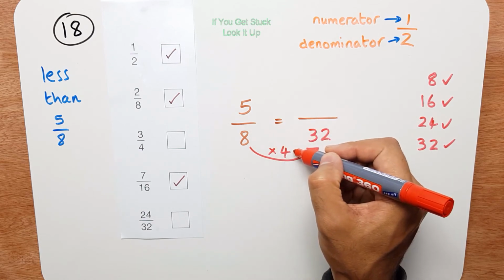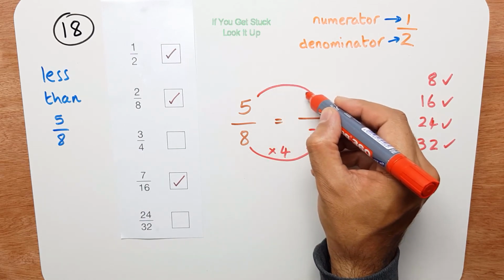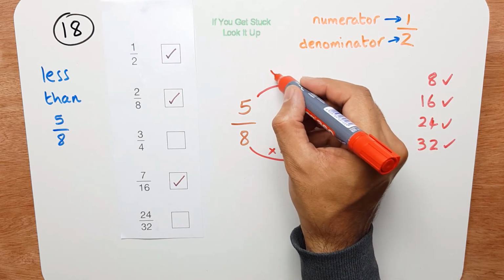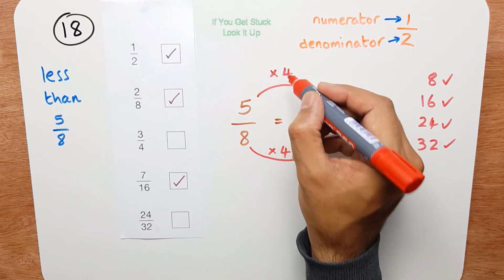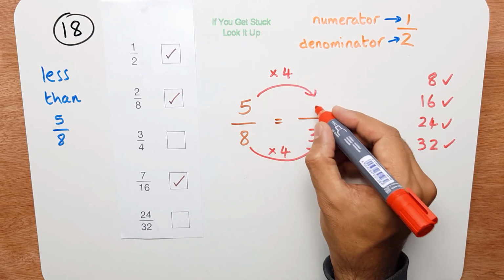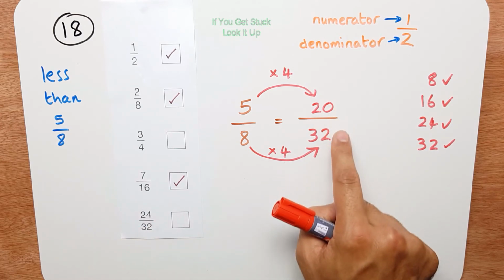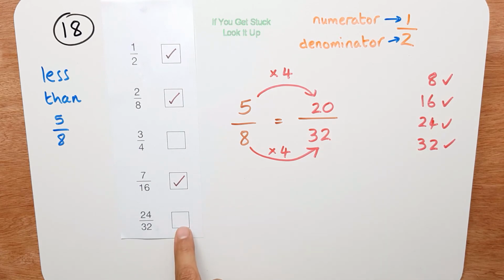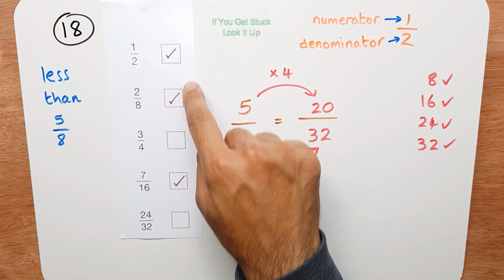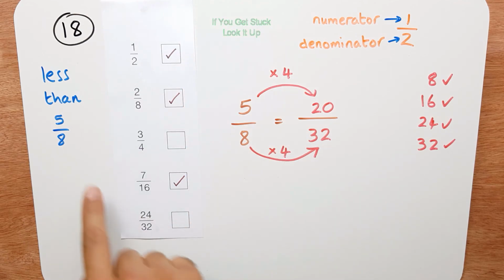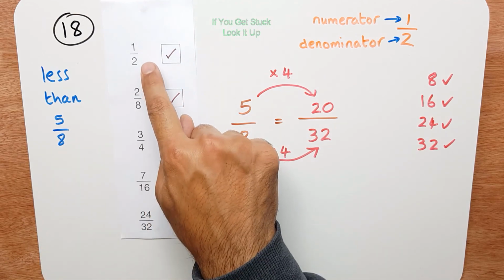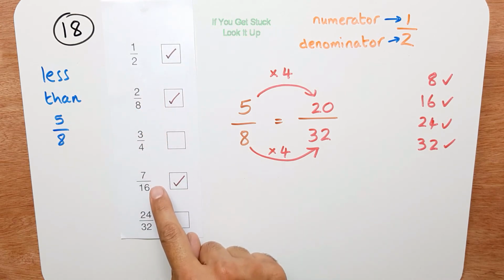And whatever I do to the bottom number, I have to do to the top number. So I have to multiply that by 4. So 5 times 4 is 20. Now I can see 24/32 is larger than 20/32. So we can leave that. So the only fractions in this list that are less than 5/8 are 1/2, 2/8, and 7/16.